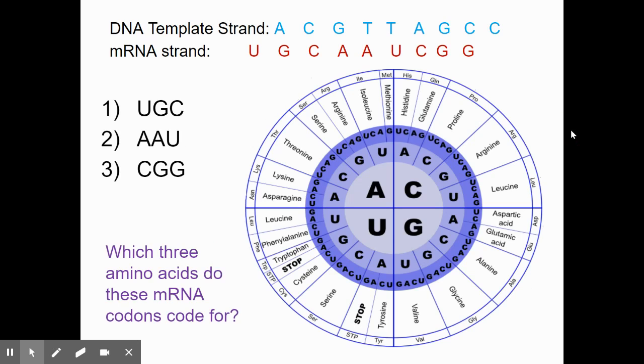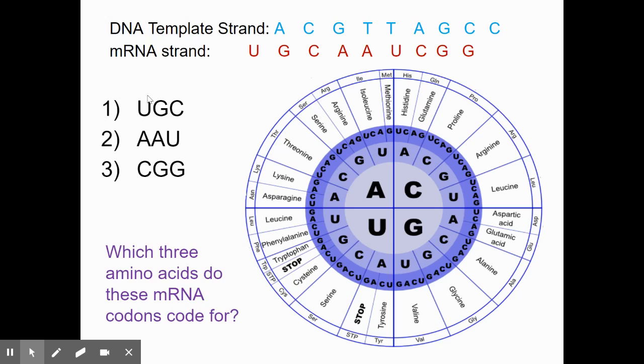So now we've got our DNA template strand. We have our mRNA strand that is transcribed. Now we need to translate and turn that RNA into protein language. We do that using what's called an amino acid chart. Sometimes you can see it viewed as a circle. Sometimes it can be in the form of a table. I'm going to walk us through how to find the amino acids for these three that you see here.